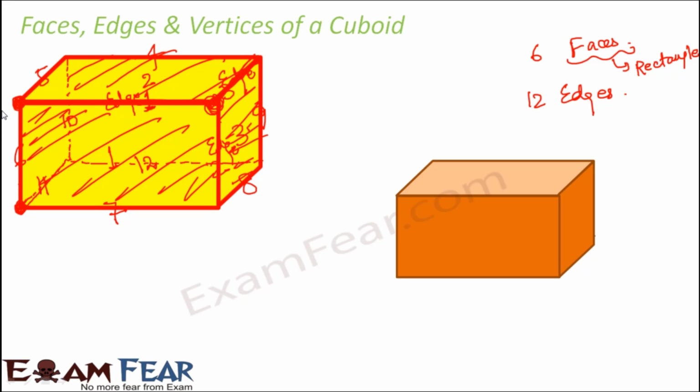So like that, how many points do you have? 1, 2, 3, 4, 5, 6, 7 and 8. So there are total 8 vertices, out of which 7 of them are visible from the front view, but one which is here is not visible from the front view. So all in all, we can say that in a cuboid there are 6 faces, 12 edges and 8 vertices.